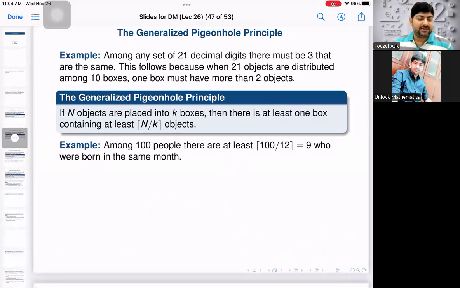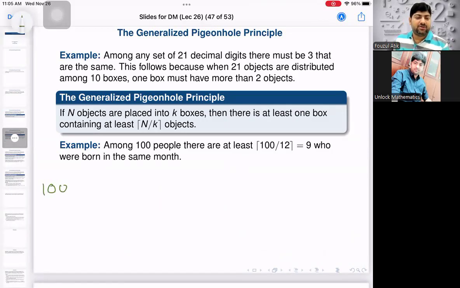Look at that. Among 100 people, there are at least ceiling of 100 by 12, which is equal to 9, who are born in the same month. Yes. So how many different months do you have? 12 different months, right? And you have 100 people. You want to check their birth month.